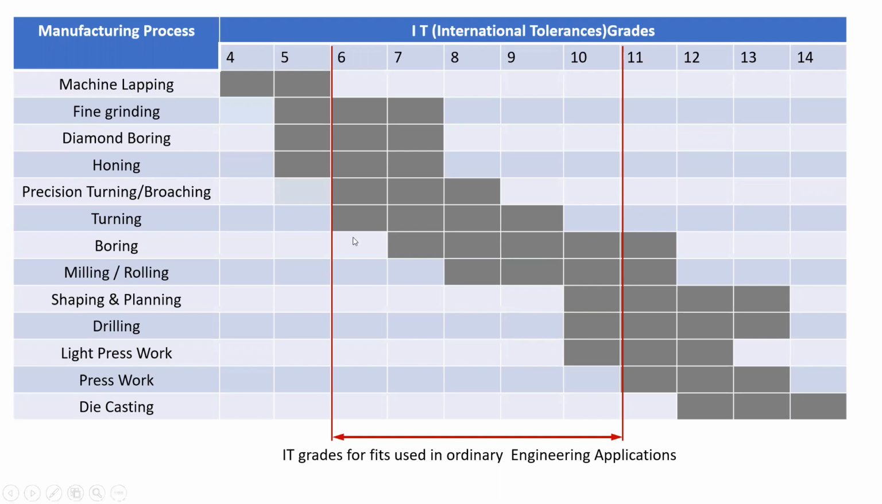For example, if we want to produce the IT grade 7, or we want to create a hole of IT grade 7, let's say H7 hole. So it can be produced using diamond boring. In fact, diamond boring can also be used to produce a hole of IT grade 5. Or it can be produced using boring also. And boring can produce holes up till IT grade 11. So this is just an approximate figure table, but from here we can get a brief idea on the manufacturing methods to produce specific IT grades for a specific engineering application.